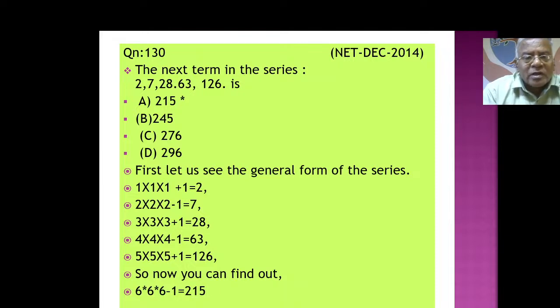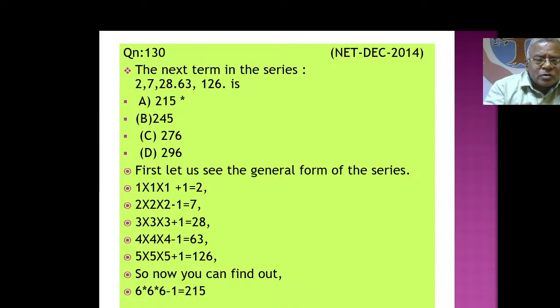Actually very difficult. 1 into 1 into 1 plus 1, that is 2. That is how the numbers are given here. Now see the next one. How 7 comes? 2 into 2 into 2 minus 1, that is equal to 7. 2 into 2 into 2, 8. 8 minus 1, 7. So plus 1, minus 1.